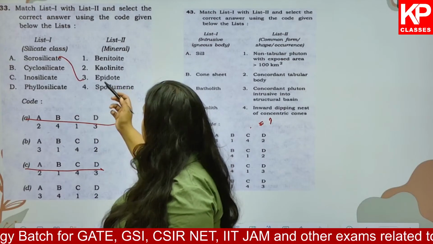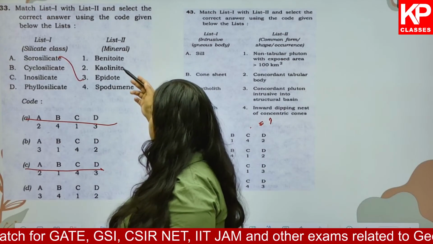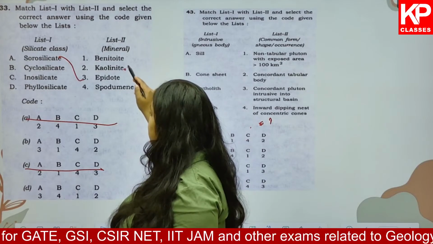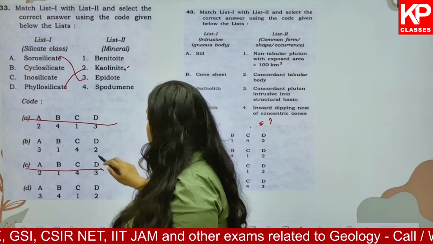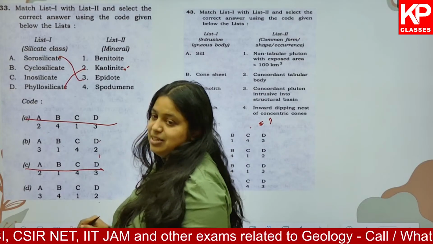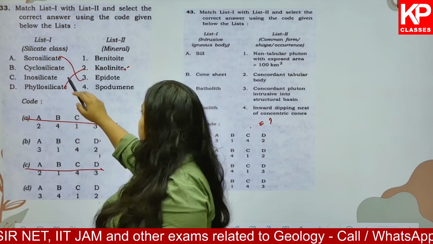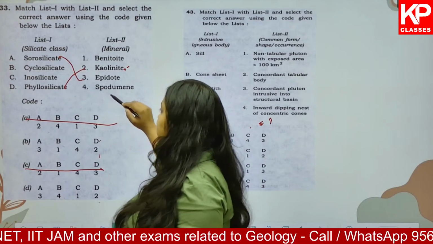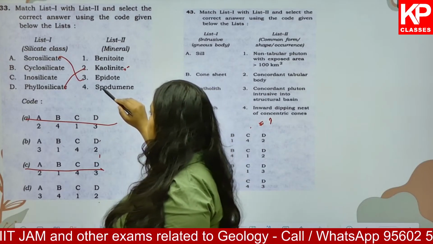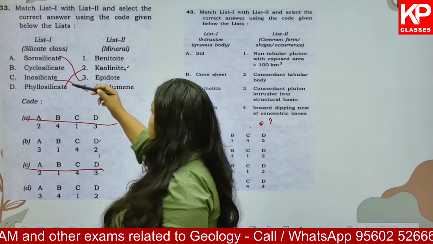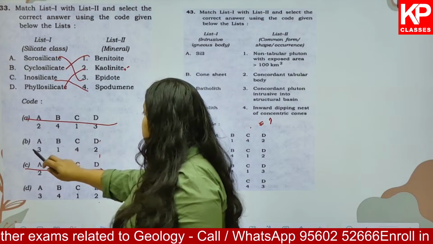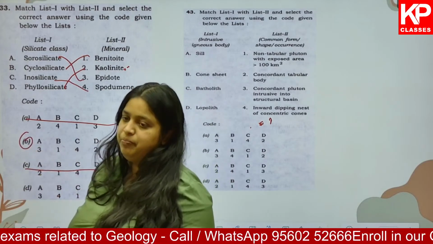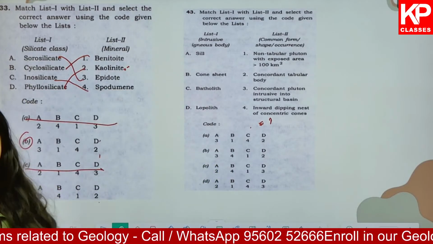Then the next one is if you take kaolinite. Kaolinite is obviously phyllosilicate. So D has become 2. Okay, in both the cases D is given as 2 only. Look into the next one, cyclosilicate and inosilicate. Inosilicate will be spodumene. Cyclosilicate is benitoite. So answer will be B. Answer will be B.